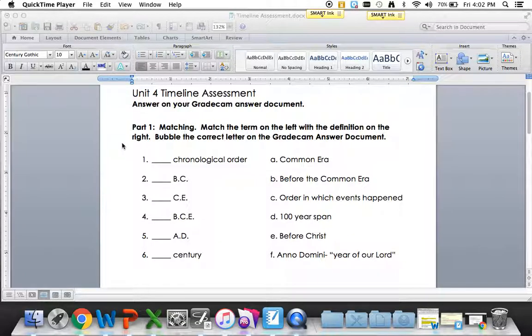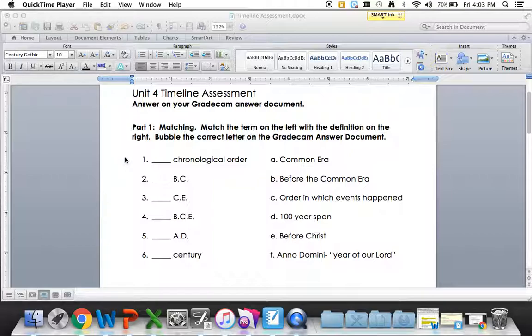Unit 4 Timeline Assessment. Answer on your GradeCam answer document. Part 1, Matching. Match the term on the left with the definition on the right. Bubble the correct letter on the GradeCam answer document.